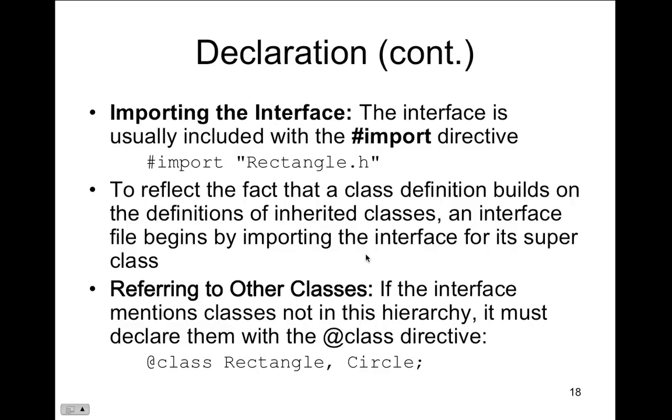So referring to other classes, we can do that as well. If the interface mentions classes not in this hierarchy, but in other hierarchies, it must declare them with the @class directive. So we have an @class rectangle, comma, circle, which means it's referring to a rectangle and a circle that's not in this hierarchy, it's in a different hierarchy. It's in there somewhere, but it's not of this generation in terms of an inheritance line. Which is interesting because we do have that capability.